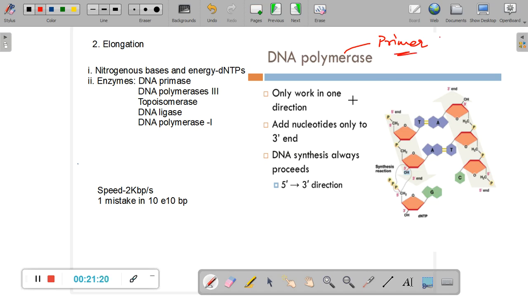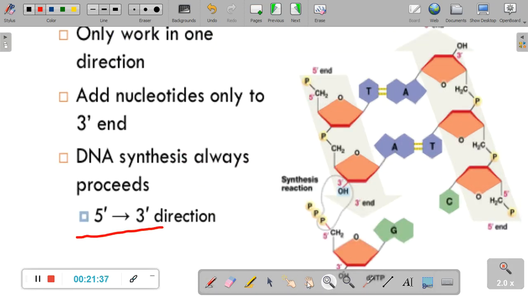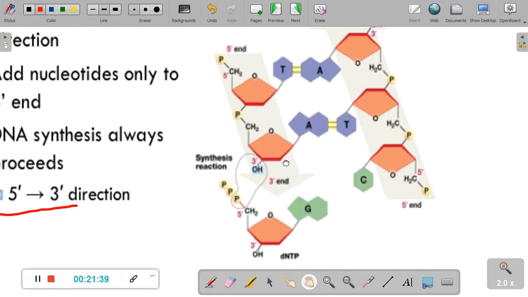So these are primers. Now there is another characteristic of DNA polymerase: it can only synthesize a new strand in the 5' to 3' direction. What do we mean by this? Let us look at this particular diagram once again. Let's bring this slightly to the center. We've got one strand here and one strand here. So this is the 5' to 3' strand.